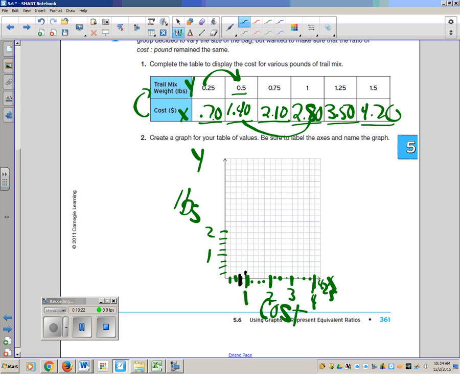$1.40. This is $1.50. And then we go up half a pound right there. Next one would be 75 cents, or $2.10 right here. Go up 75. Okay. And then you just continue on. We don't have to finish that. Your graph is going to be a straight ratio with an upward cost.